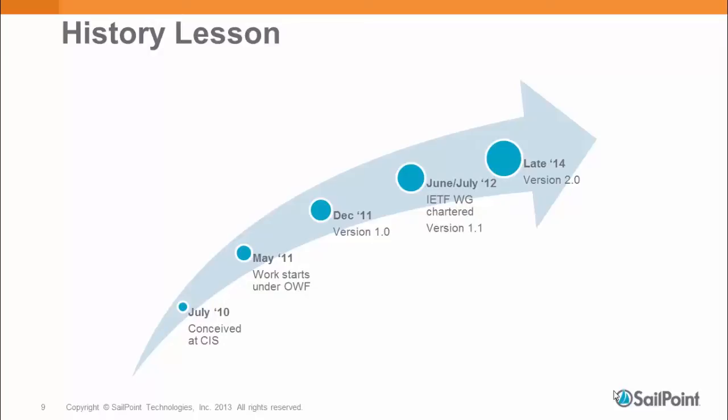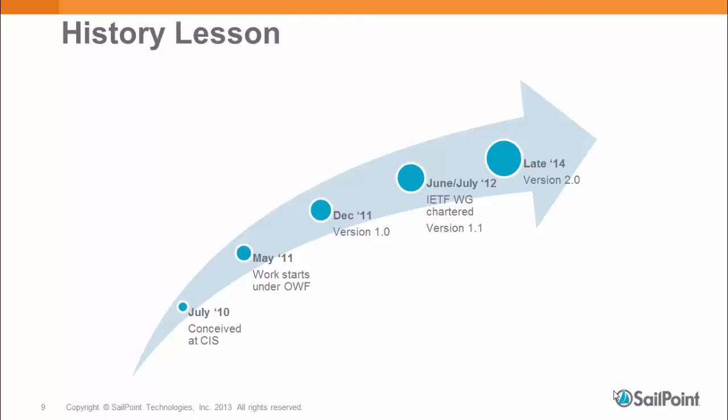Not a lot of work happened for the first year, but around May 2011, we really kicked off work under the Open Web Foundation, a loose standards body that's like, hey, if we could be friends and roughly agree on things and we're all happy. So it's a good way to get a spec launched and off the ground. And 7 months later, in December 2011, we came out with the SCIM 1.0 spec and continued working on it.